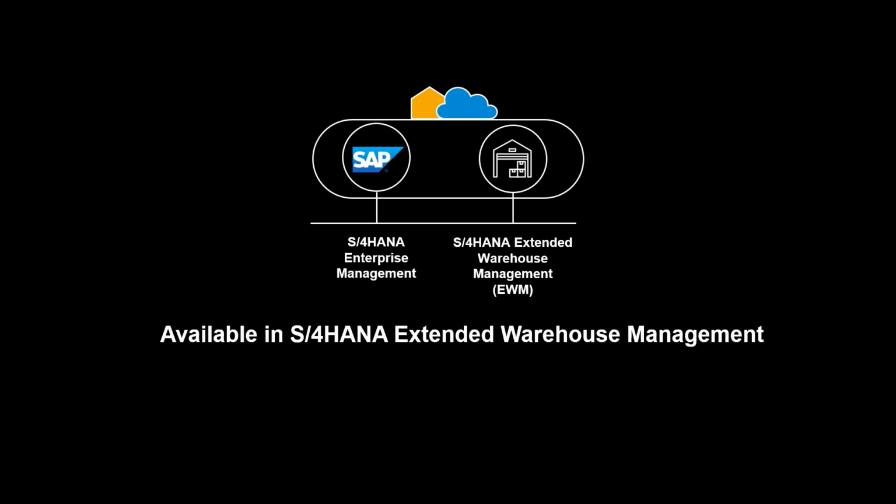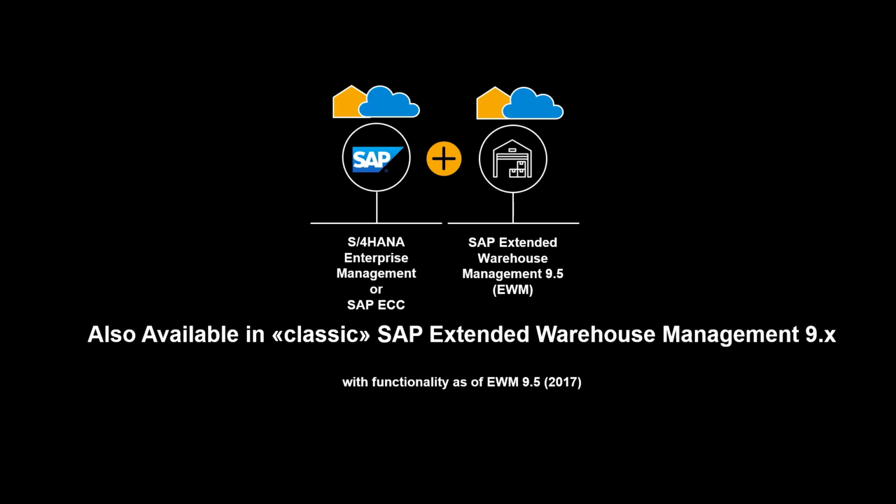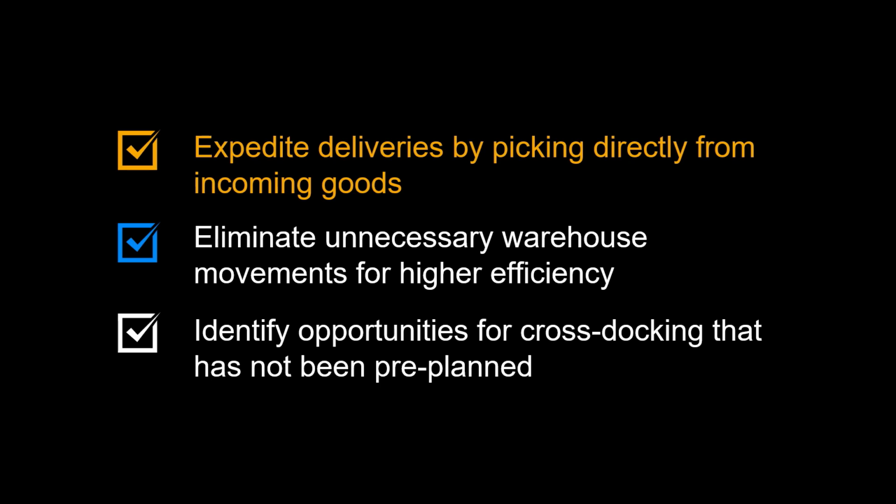The functionality shown in this video is available in S/4HANA Extended Warehouse Management, embedded and decentralized. It is also available in classic SAP Extended Warehouse Management 9.x. Let us recap some of the benefits provided by EWM-driven opportunistic cross-docking. Opportunistic cross-docking lets you expedite deliveries by picking directly from incoming goods. It eliminates unnecessary warehouse movements for higher efficiency. And it helps you identify opportunities for cross-docking that has not been pre-planned.